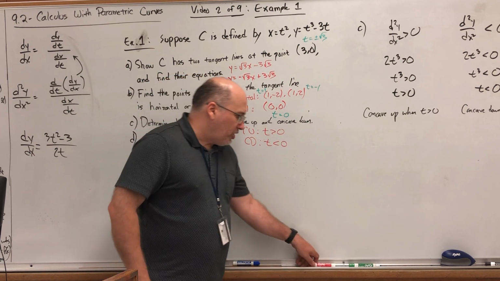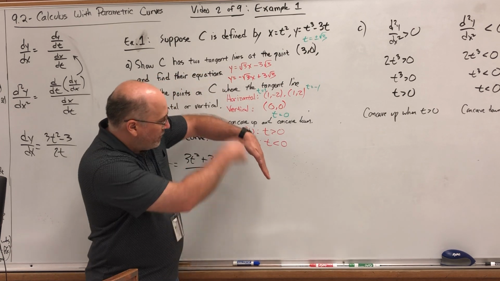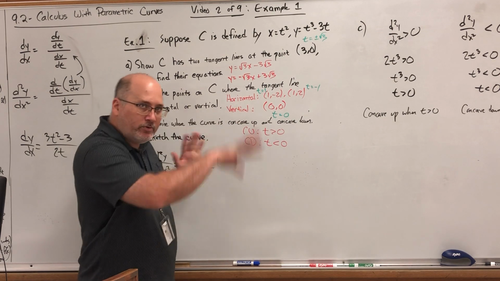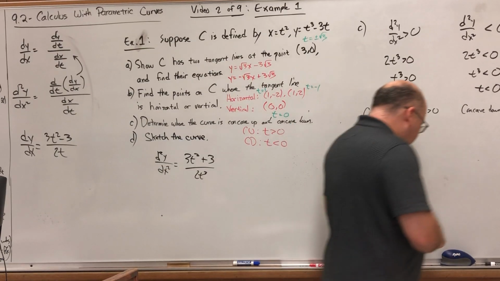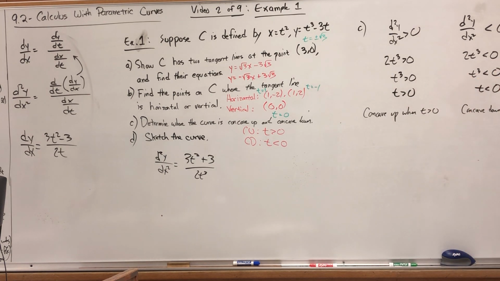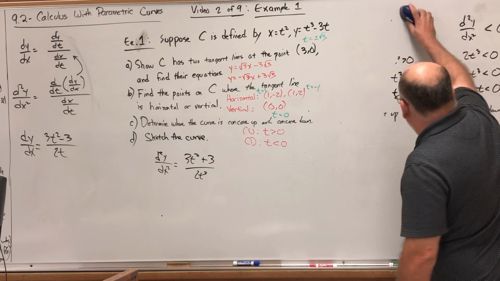This tells me that as we start on the graph, it will be concave down, and then after we cross where t is equal to 0, which is at the origin, it will be concave up. So it seems there's an inflection point at the origin, so to speak. All right, we've got all this information. Let's figure out what the graph looks like.